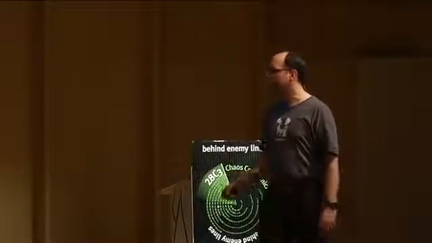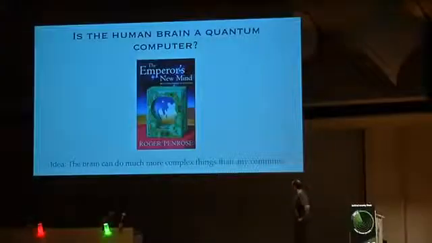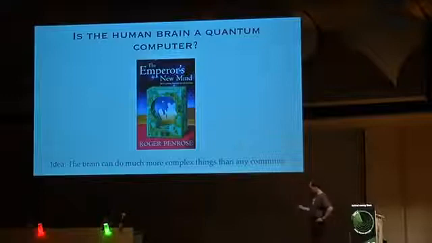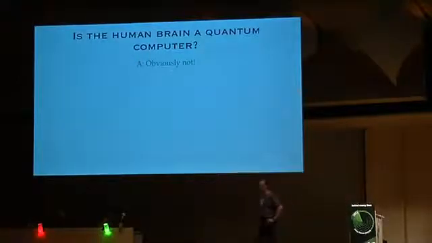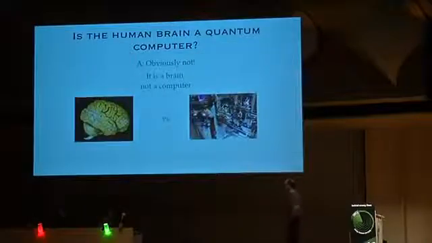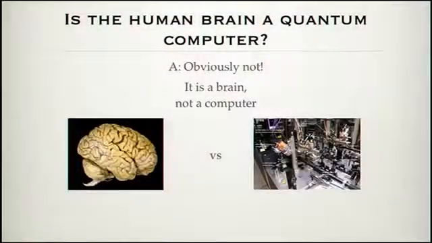Okay, so let's investigate this. So let's summarize this 600-page book. The brain can do more complex things than it can do on any computer, right? So let's investigate this idea a bit. So is the human brain a quantum computer? Well, the answer is obviously not, right? This is a brain, this is a quantum computer. Okay, but maybe that wasn't the answer he was looking for.